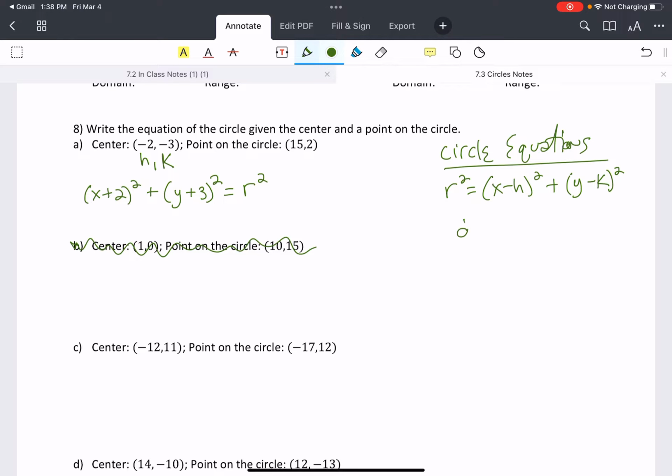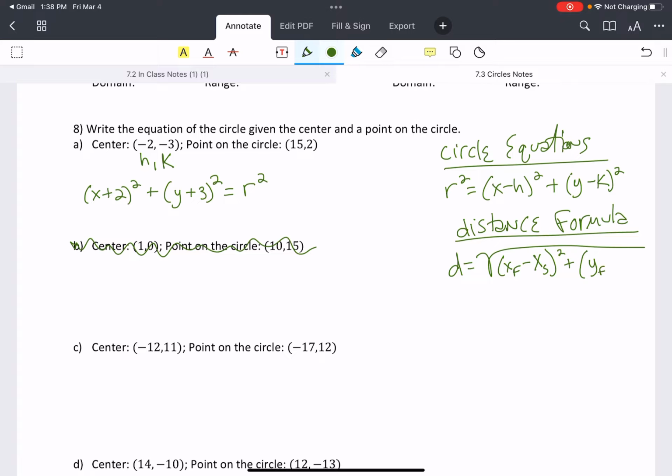So we're going to use our distance formula to find the radius. Wait, so then which one's the start and which one's the finish? Always use your center as the start. Oh, so this is easy. Correct. It's basically the same. It just is different for what we're plugging in. They're basically the same formula. So we're always going to use our start as the center and our finish as the point on the circle.